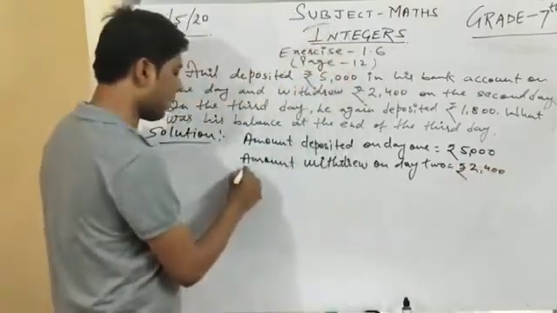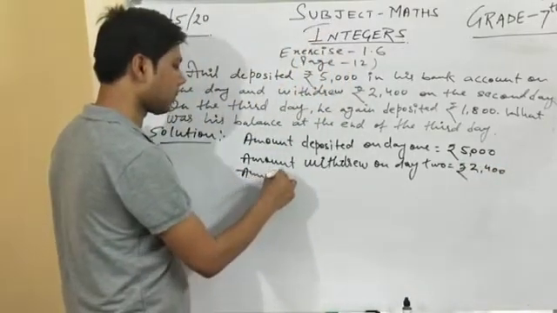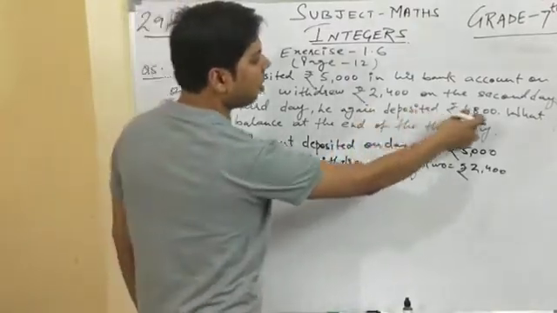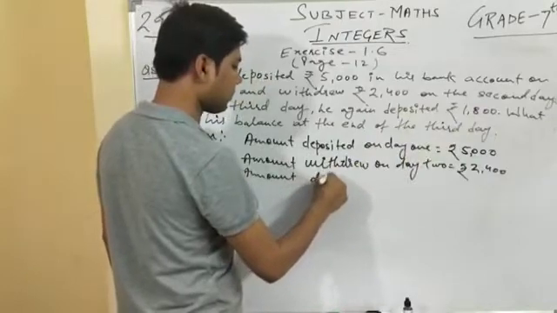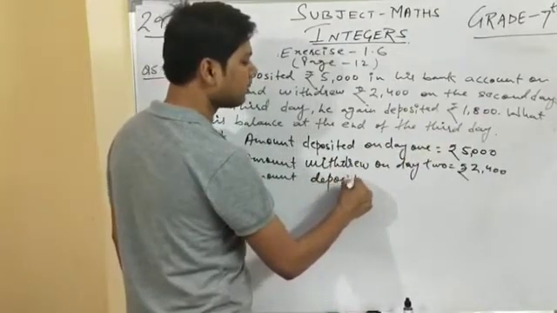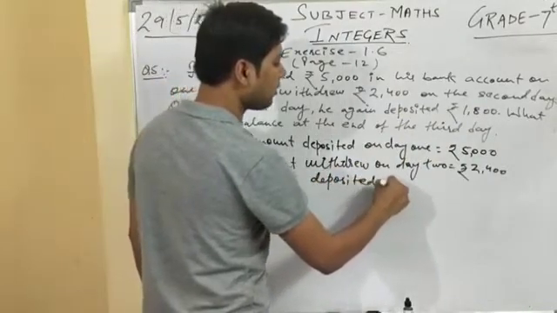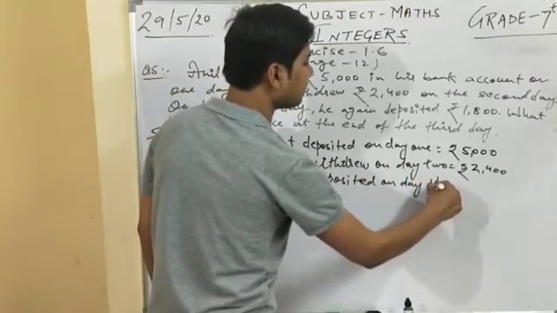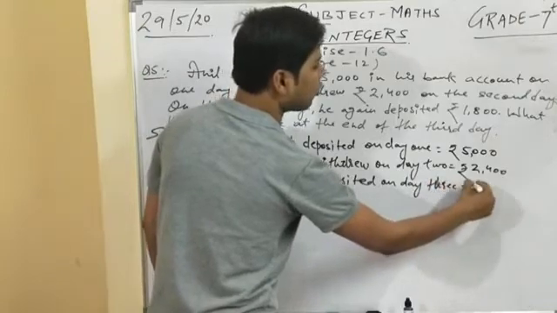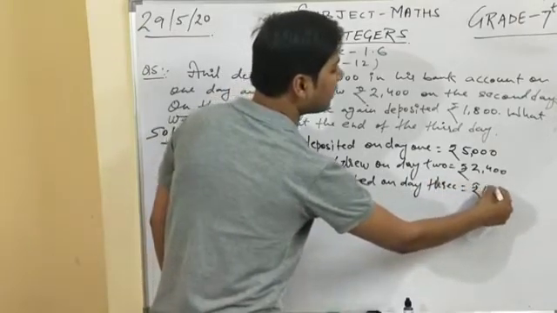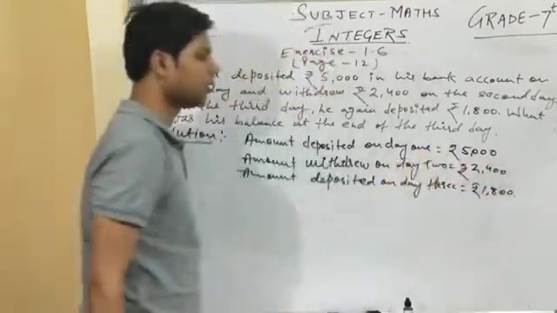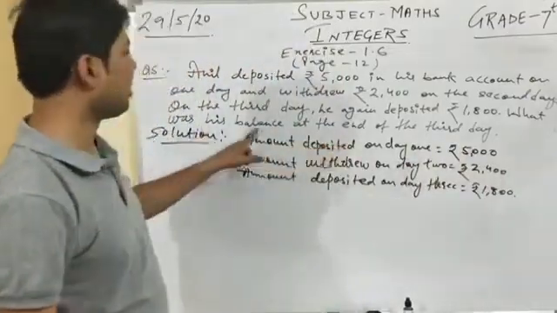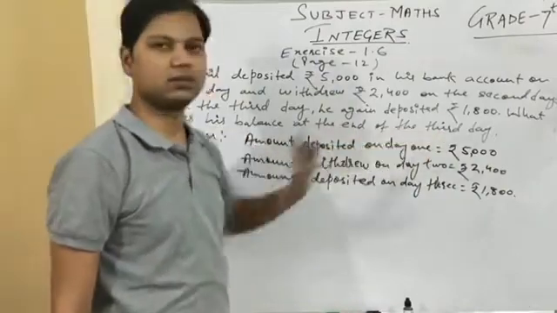Now amount deposited on day 3. Amount deposited on day 3 is equal to rupees 1,800. Now what we have to tell them, what was his balance at the end of the third day.